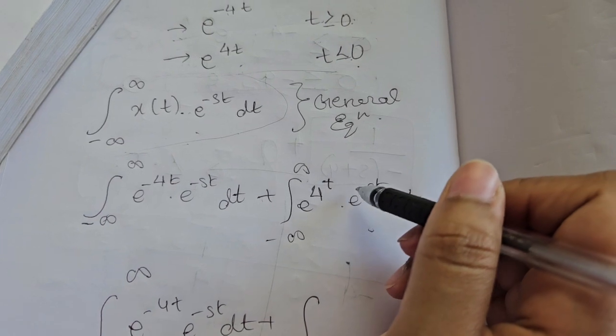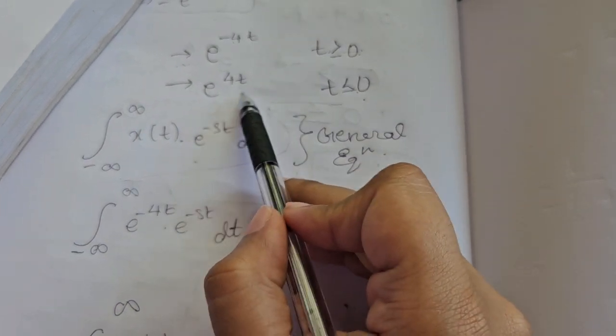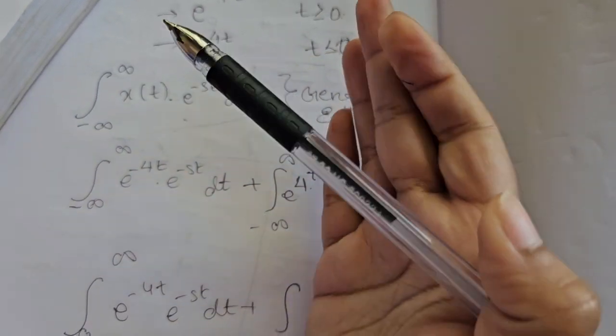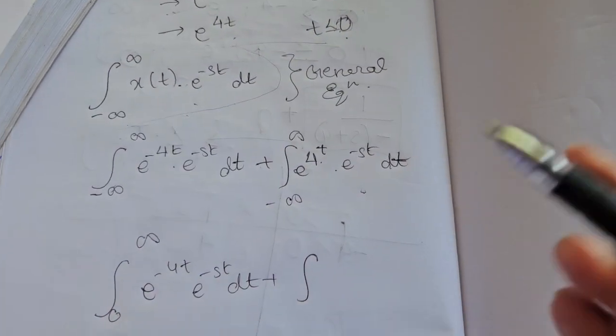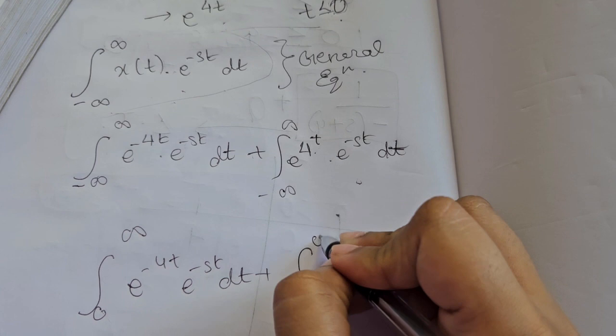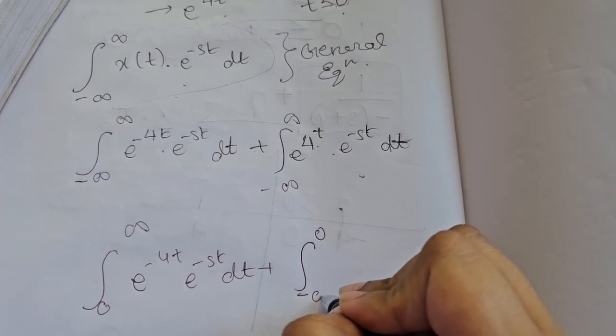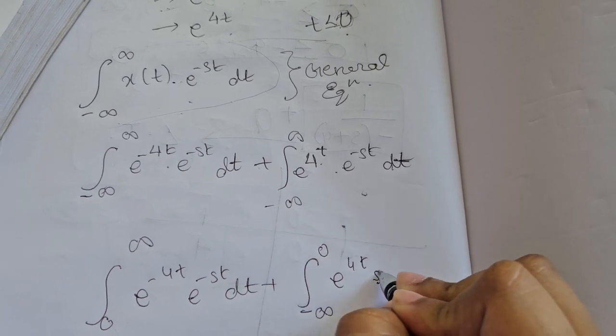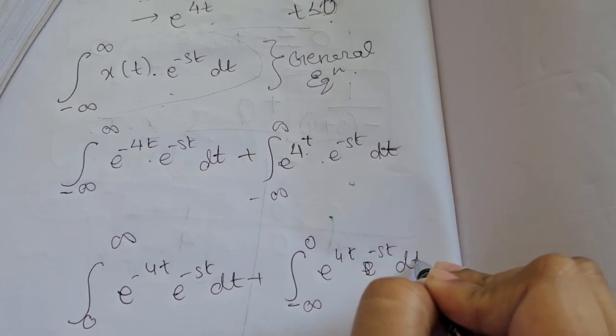In this case, 4t, my t is less than 0. So for any value of t lesser than 0, my upper limit is 0, and it ranges from minus infinity to 0. And you just continue writing e raised to minus st dt.